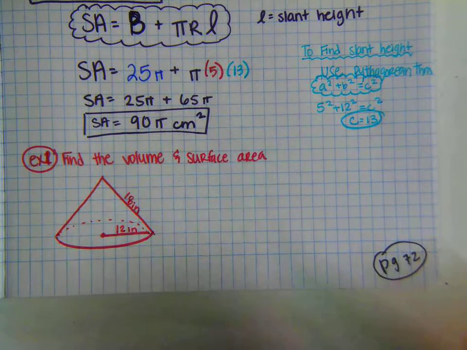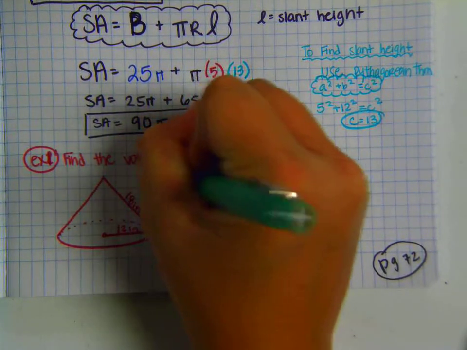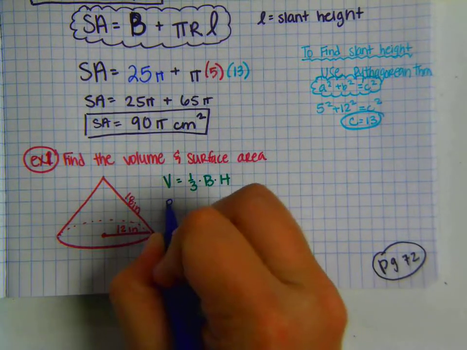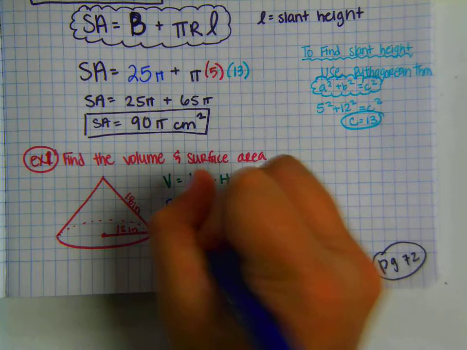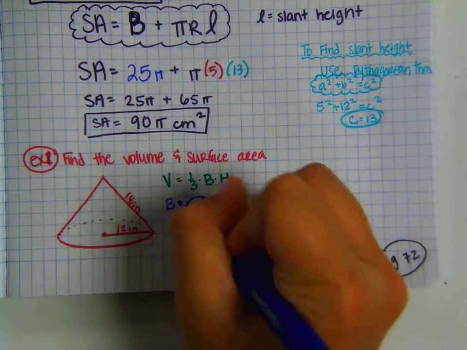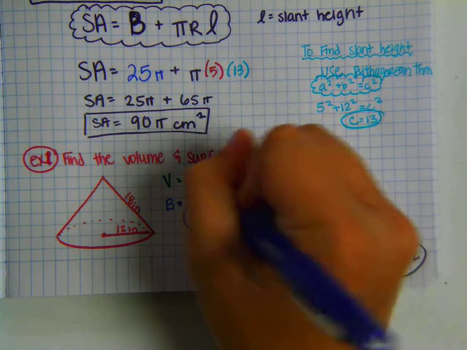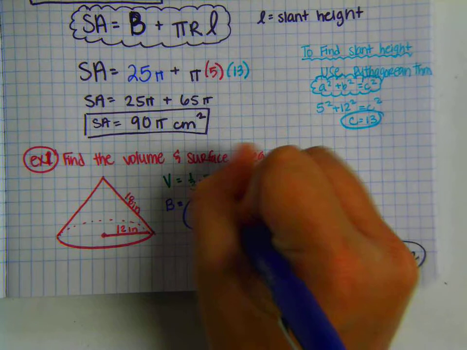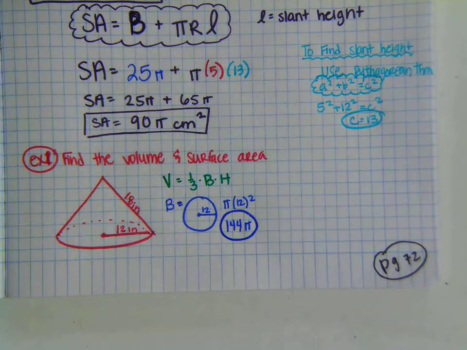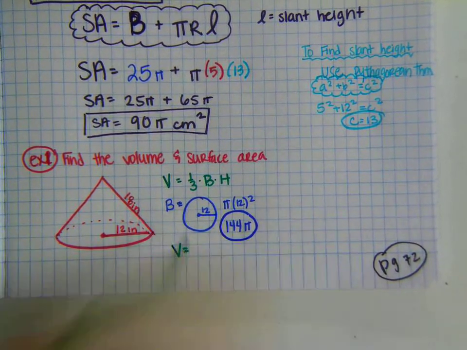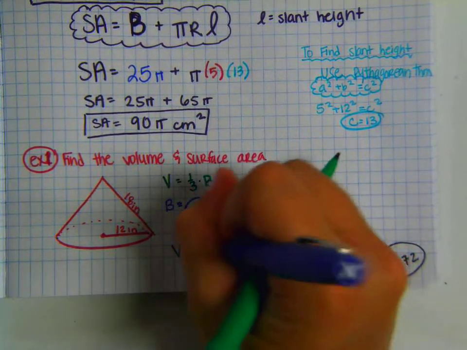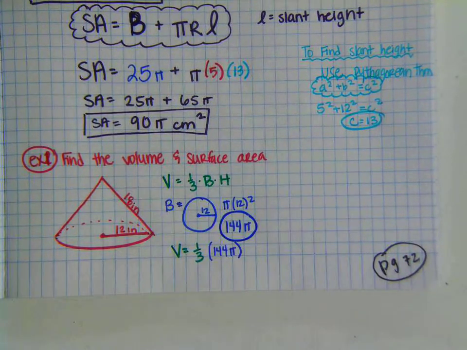So to find the volume, we know it's 1/3 big B times big H. So let's find our big B first. That'll be a circle with radius 12. So this will be pi 12 squared, which is 144 pi. There's my big B. So then volume is 1/3 144 pi times h. Uh-oh, we don't have our h yet.